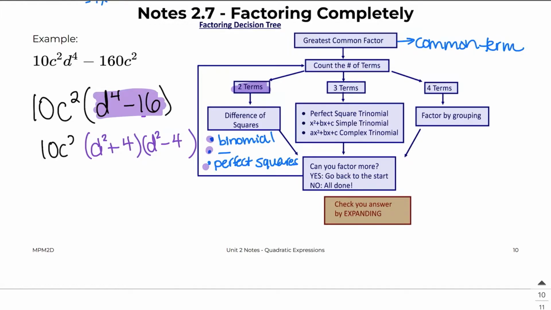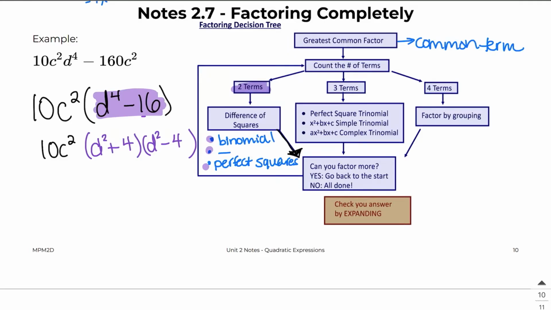What do I do with this 10c squared? I just bring it down. I just copy it down because each line has to be equivalent to the line above it, and nothing's going to make that 10c squared cancel out. Now that we've done the difference of perfect squares, let's go back to our next step right here, which says, can you factor more? If you can, you go back to the start. If you can't, then you're all done.